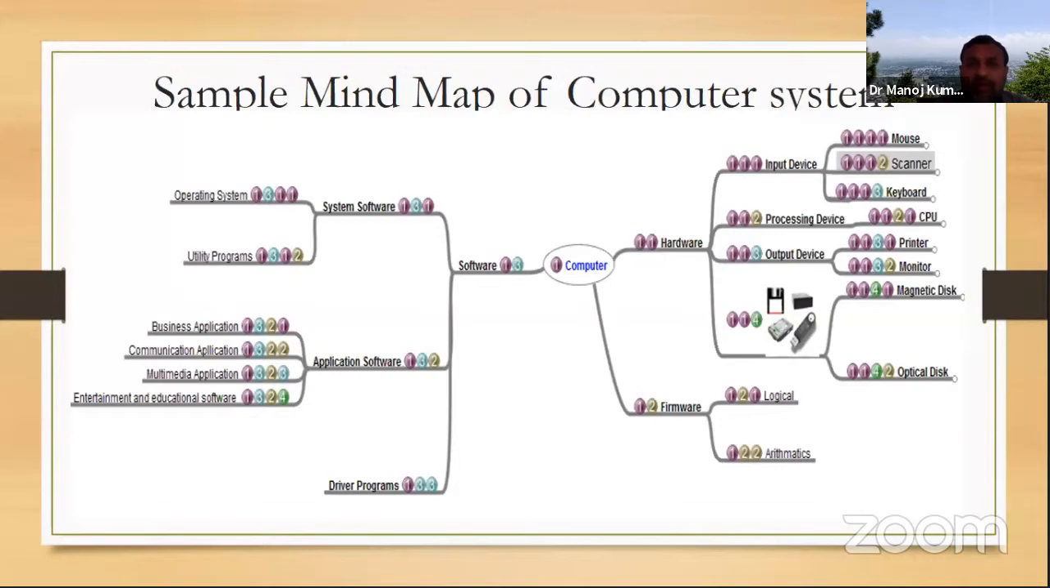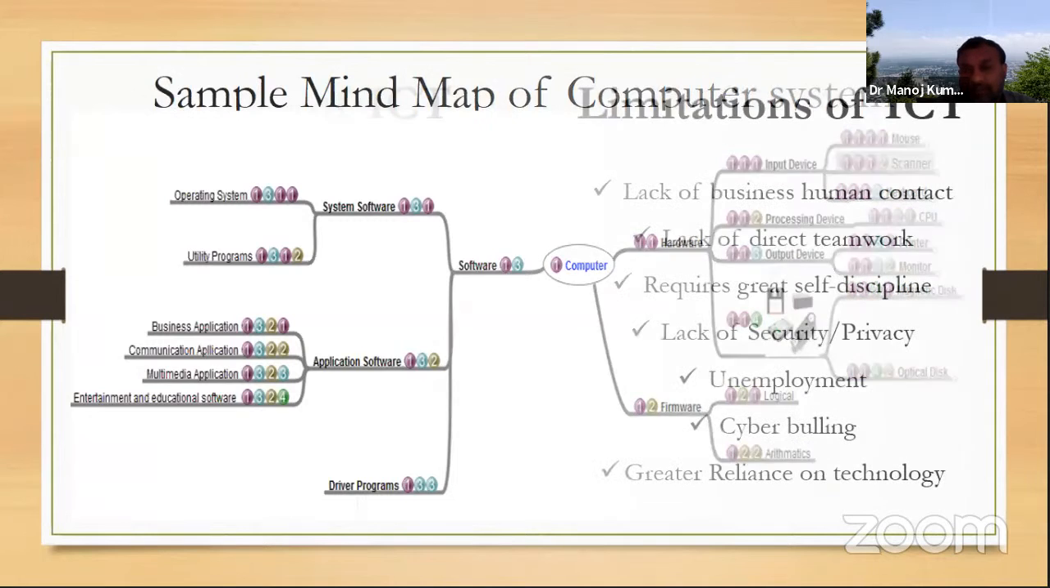Or you can use mind maps. This is one example of a mind map that we have. We have a computer, and the components are the hardware, the firmware and the software, and for the software we have these components. So it's a kind of map you can use to make the learning faster.